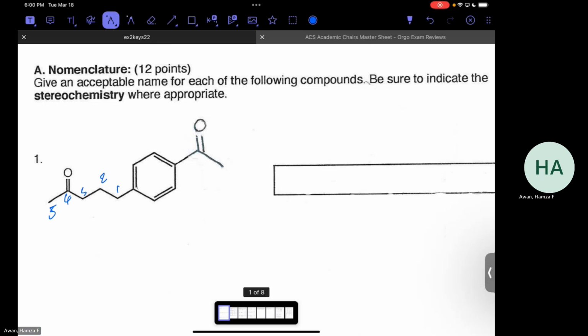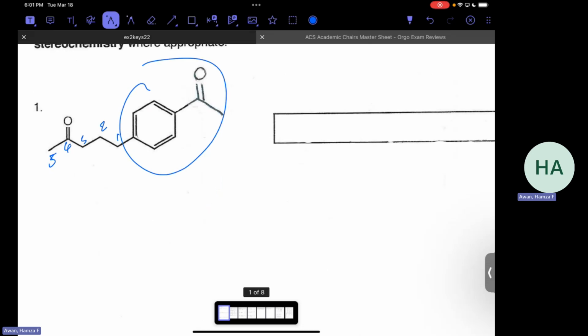In this exam especially, it's very important to remember the benzene compounds that Dr. Bean has discussed, such as anisole, benzoic acid, benzaldehyde, all those. So make sure to remember those. This group is called an acetophenone. So this is going to be our parent chain: acetophenone.